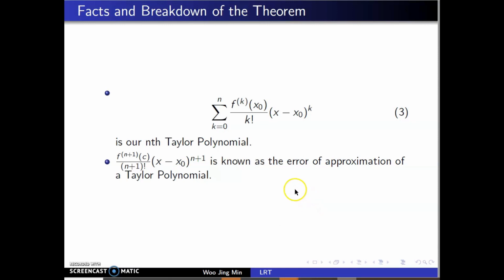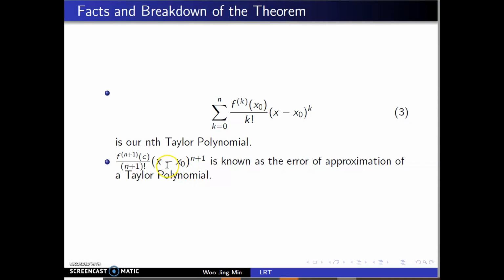So, if x equals x0, what would happen? Well, our error would go to 0 and it would be case closed. We wouldn't have to care too much. Now, what we would like is that as n grows larger and larger, we would want the error to go to 0, so that we get an accurate approximation.